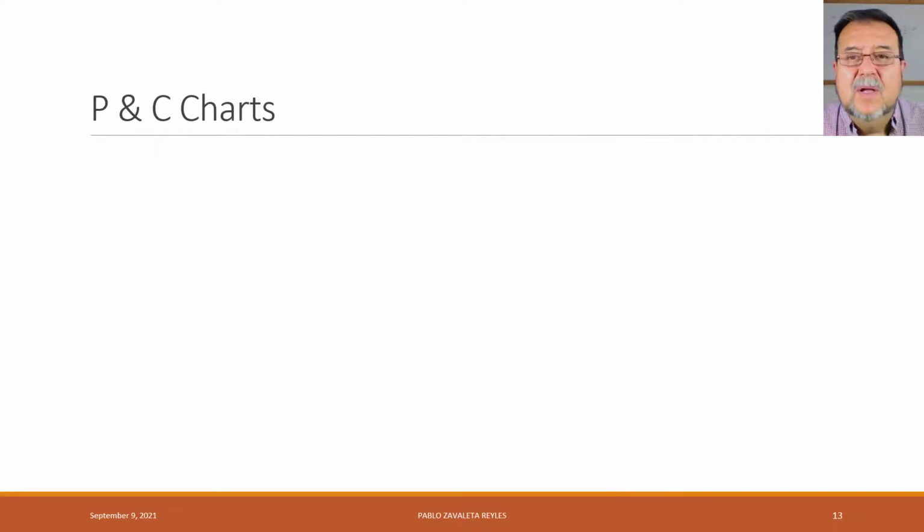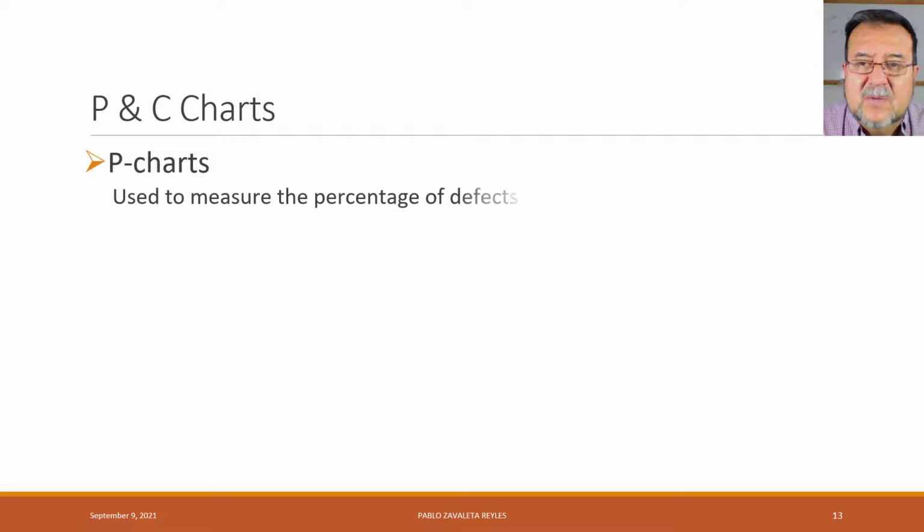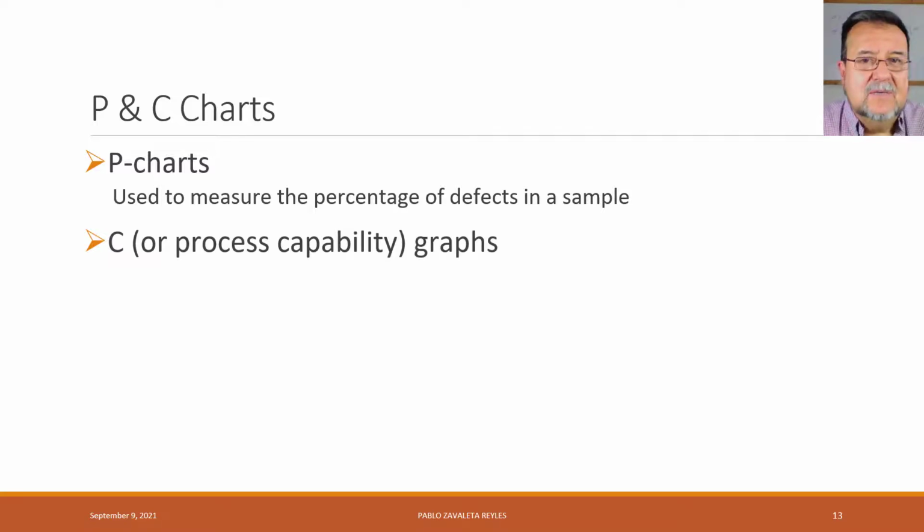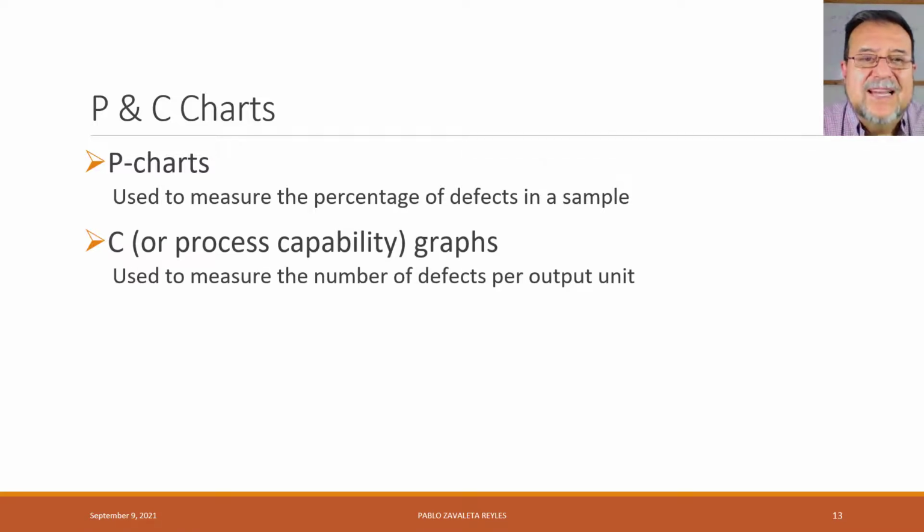There are other charts that we can use. For example, the P charts, which are used to measure the percentage of defects in a sample, or the C charts, or process capability graphs, that are used to measure the number of defects per output unit.